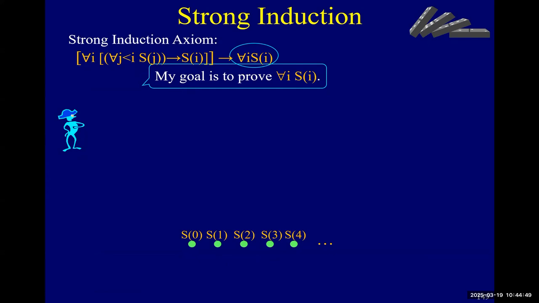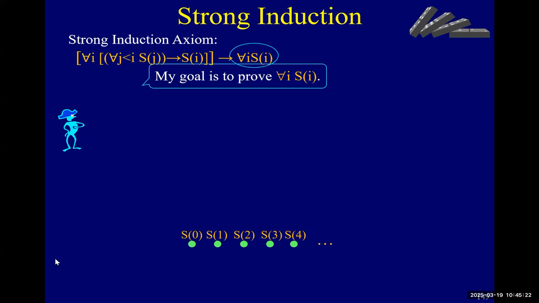What are the differences here? In order to prove S of I, I'm assured of everybody smaller, right? Not just the previous guy. I'm assured of everybody smaller, right? And this is when I say recursion is induction, really recursion is strong induction, right? And the funny little glitch is that we don't prove the base case anymore, right?